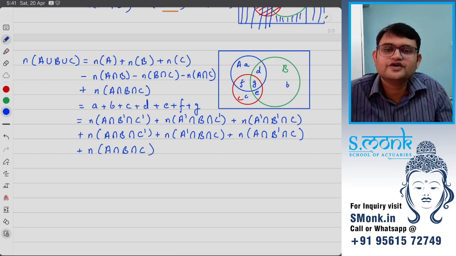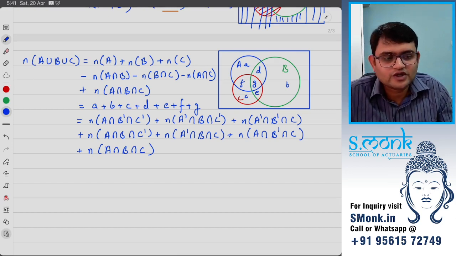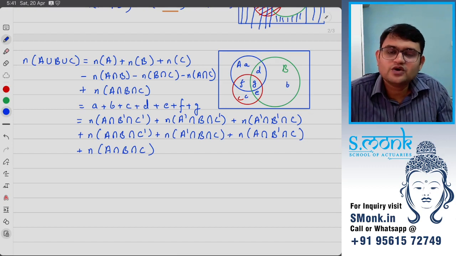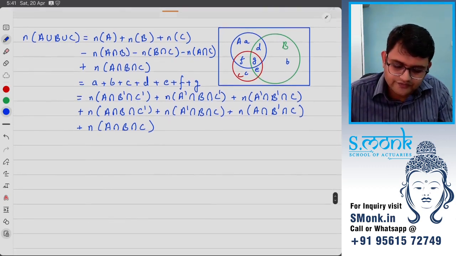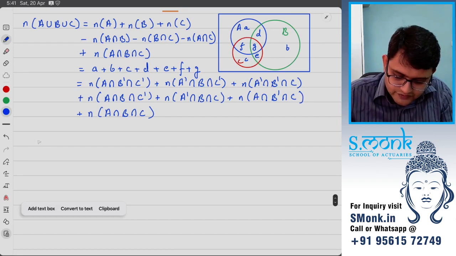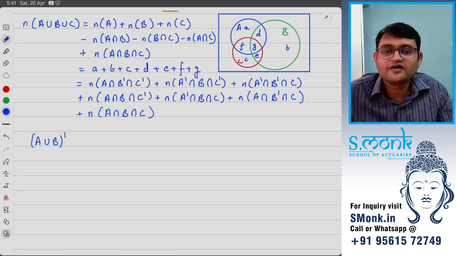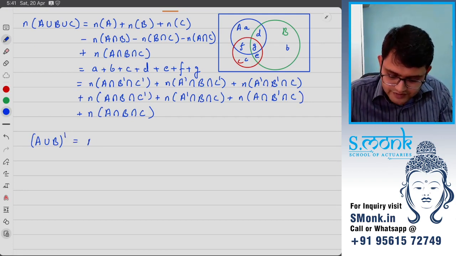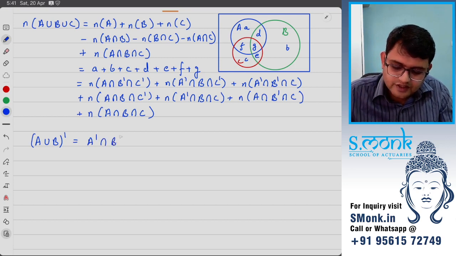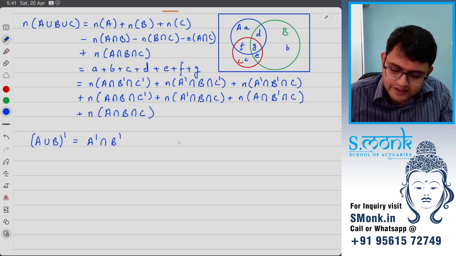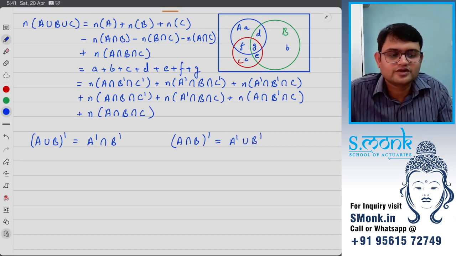These are the different ways we write the formula using complement and without using complement. I'll tell you a few more simple formulas. If I have the complement of A union B, it just becomes A complement intersection B complement. Similarly, if I have A intersection B, the whole complement, that is the same as A complement union B complement.